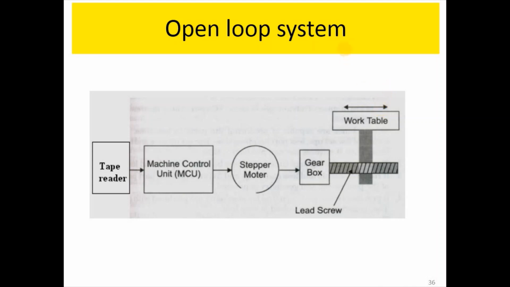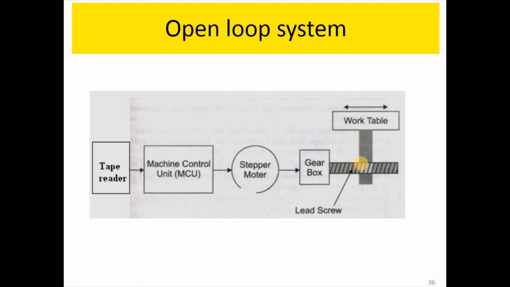You can see here, this is one block diagram. First a tape reader: whatever is given as input data, the part program, will be read at the tape reader. It will send signals to the MCU, which decodes them and passes the decoded signals to the stepper motor. The stepper motor passes that signal on, and it will be converted into motion with the help of the machine, and it will run as per the given procedure for the process.